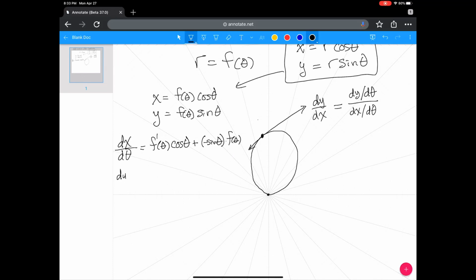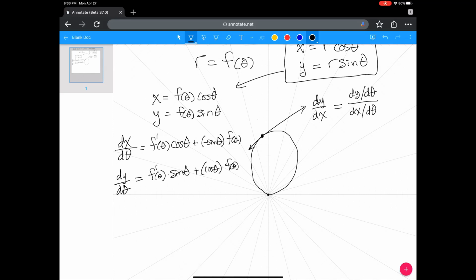If I want to get dy d theta, then I'd get the derivative of the left times the right, which now is the sine function, plus the derivative of the right, which is now cosine theta, times the left. So what I have now is functions in theta which give you dx d theta and dy d theta. And if I make a ratio of dy d theta over dx d theta, I get dy dx.